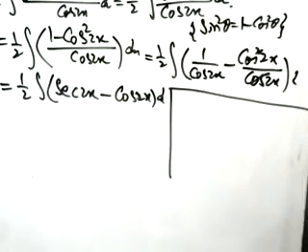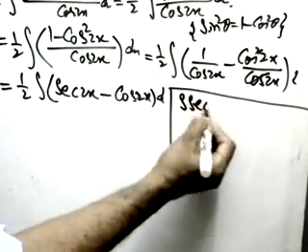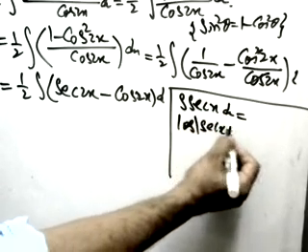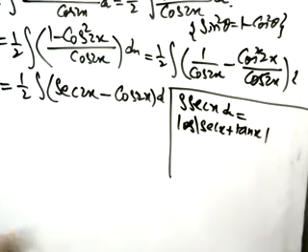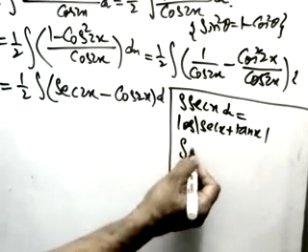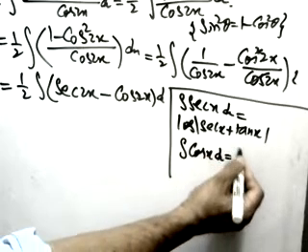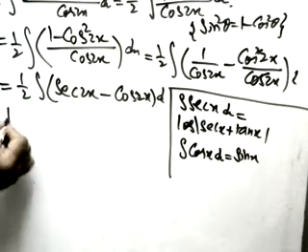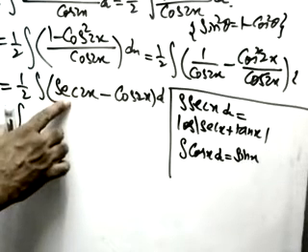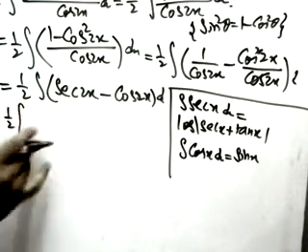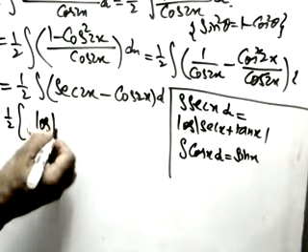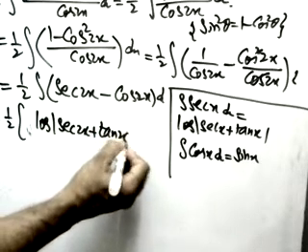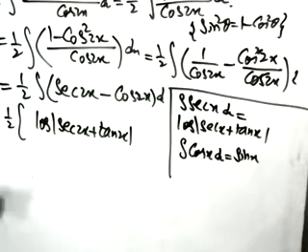You see here, you must know the basics always. Integration of secant x is log of mod secant x plus tan x. Integration of cos x is sin x. So let us make this half into integration of secant x, which is log of mod secant x plus tan x.